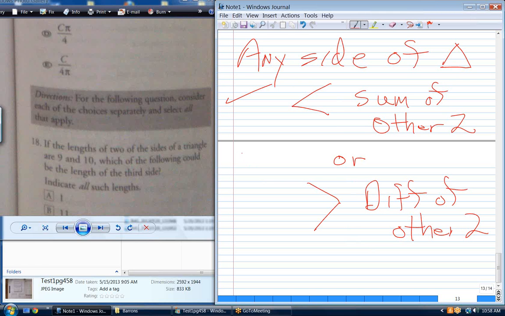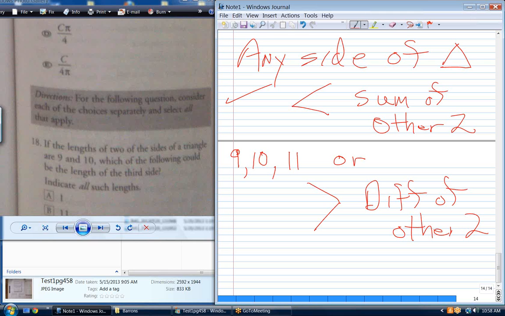So, in other words, if I told you here's a triangle whose 2 sides are 9 and 10, could I have a third side of 1? It's got to be greater than 1. So 1 doesn't work. No, 1 is not possible. Can I have 11? Yes.